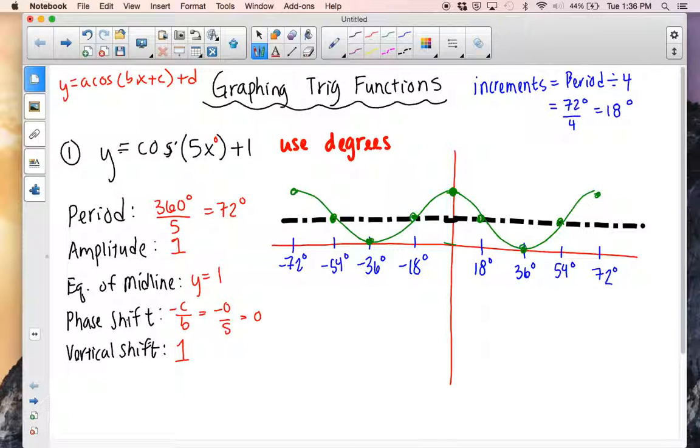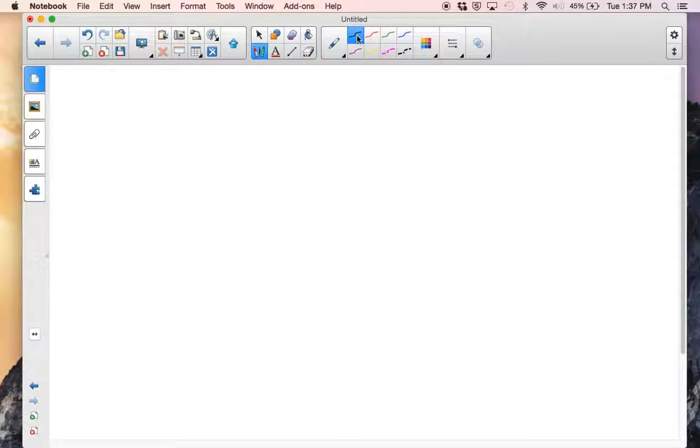So I have my period 72. I've divided it into 4 parts to figure out my increments, what I'm numbering by, redrew my midline, and then plotted my points. Okay, let's look at another example.